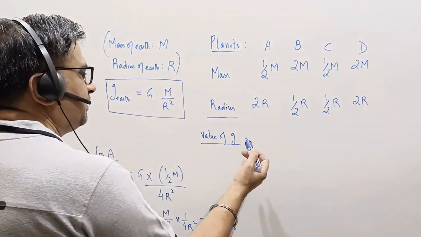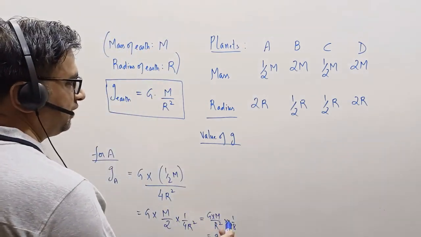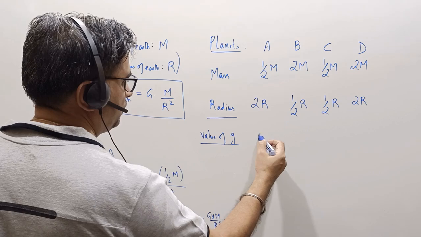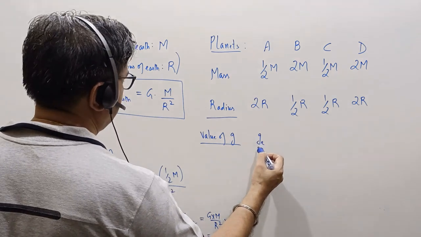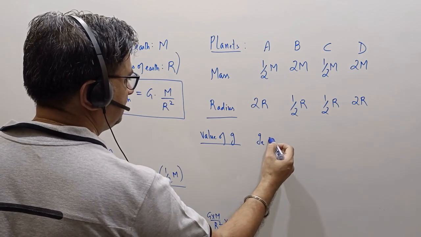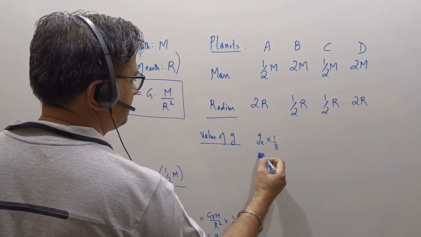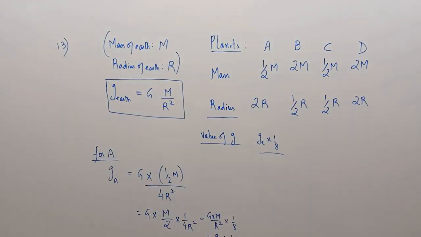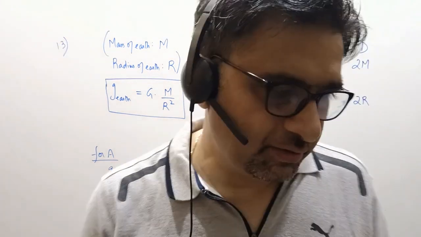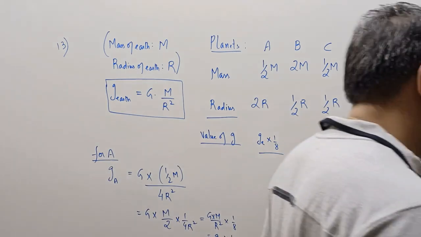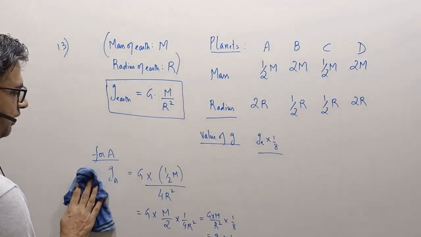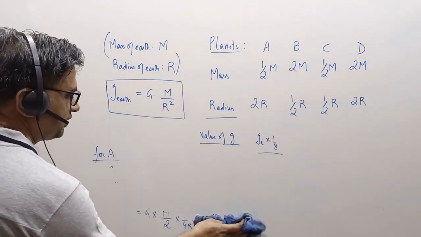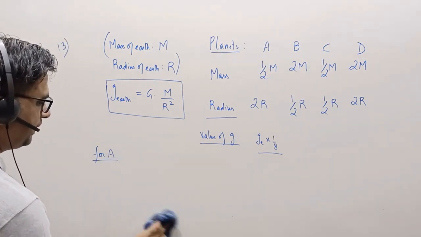So here we can write the value of the acceleration due to gravity on planet A. This will come to g of E, which is the acceleration due to gravity on Earth, into 1 by 8. So this is 1 by 8 of the acceleration due to gravity on Earth. This is how we determine the value of acceleration due to gravity for planet A. A similar exercise for the remaining planets will get us the values for the acceleration due to gravity on the respective planets. So let's do this for B now.